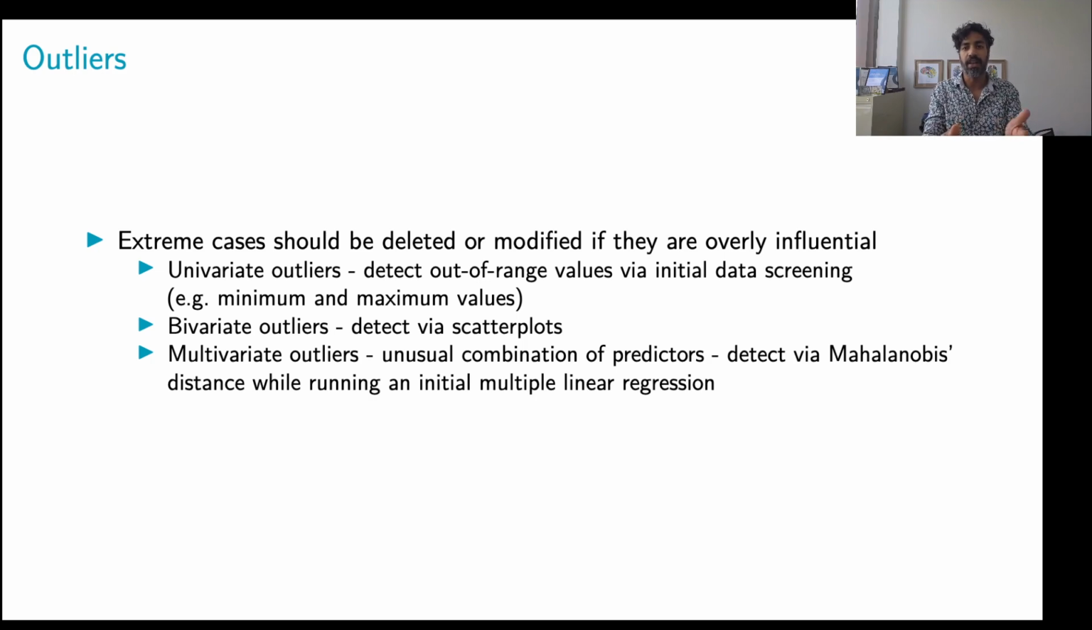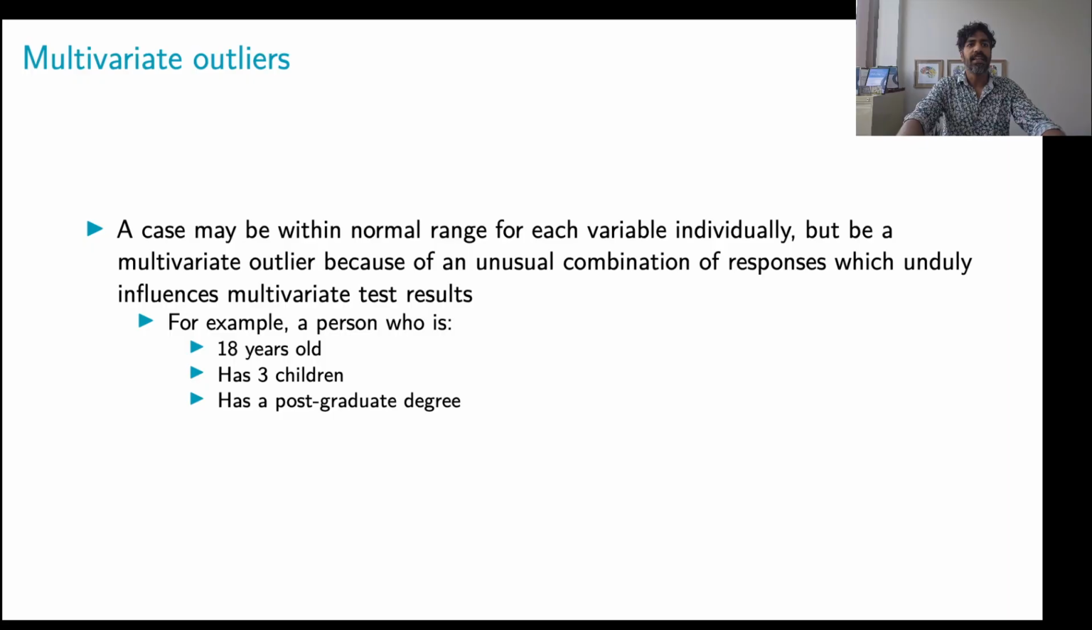Say if your scale is meant to be 0 to 5 or 0 to 7, and you have values that are 9 or 10, you know that, oh, those are errors and those outliers should be removed. You can detect bivariate outliers via scatter plots, or multivariate outliers, which are an unusual combination of predictors, and you detect them via something called Mahalanobis distance while running an initial multiple linear regression. That's important to note, that for some of these assumptions, you actually have to run the model. You can't just check all the assumptions and then run your model. In some cases, you have to run your model and then check your assumptions as you go to make sure it's adequate.